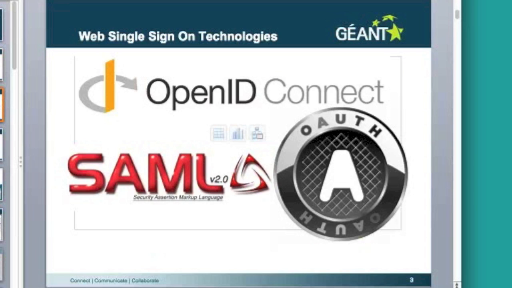When we're talking about web single sign-on technologies, there's three predominant technologies that are in use. There's OpenID Connect, SAML, and OAuth. Now, you might not be aware of these technologies, but you certainly do use them, often in the background of tools that are relevant to you.